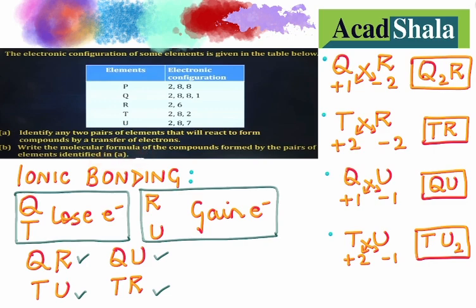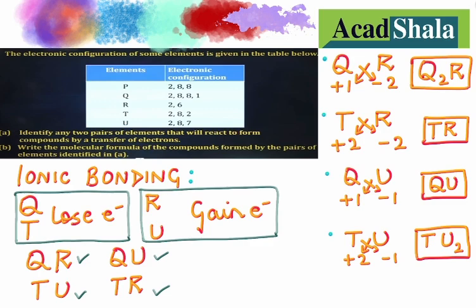Now, first of all, children, we should know about P, Q, R, T, U. What are these? In this case, I am seeing that P is an inert gas, a noble gas. Q is a metal. R is a non-metal. T is a metal, and U is a non-metal.